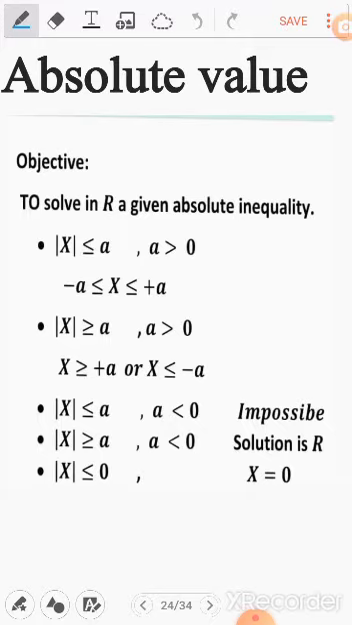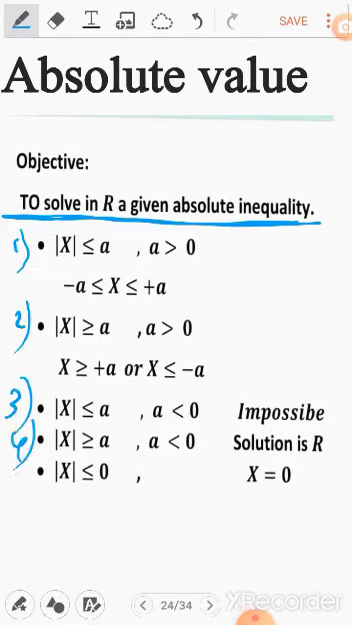Our objective in this video is to solve in R a given absolute inequality. This is our objective. You have to solve in R a given absolute inequality. We have 5 formulas.